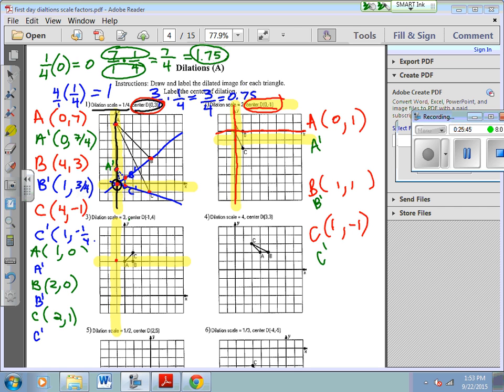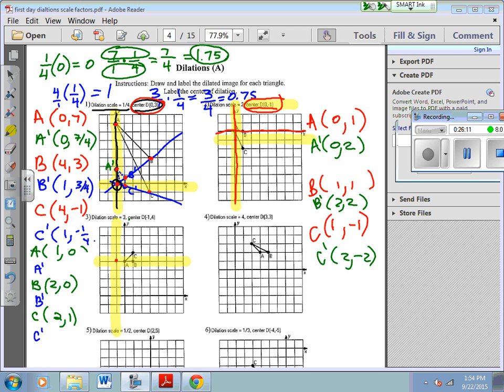All right, for number 2, what would be the coordinates of A prime? 0, 2 is correct. Does everybody understand how we get that coordinate? Yeah? All right, how about B prime? 2, 2. Everybody okay there? Yeah. All right, and C prime? 2, negative 2. All right, everybody okay right there?